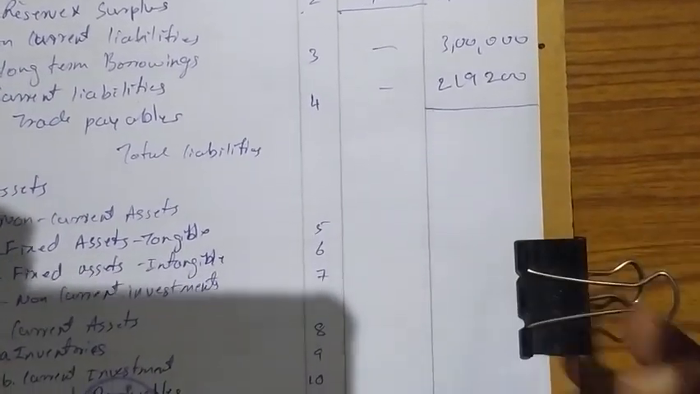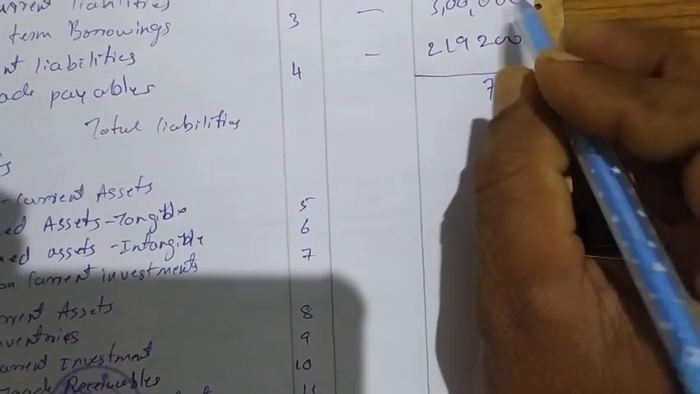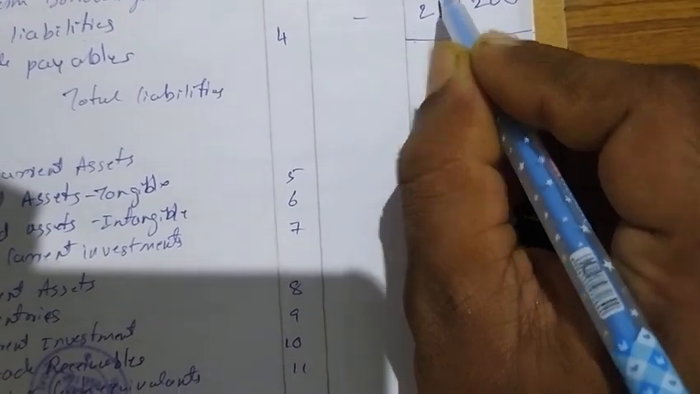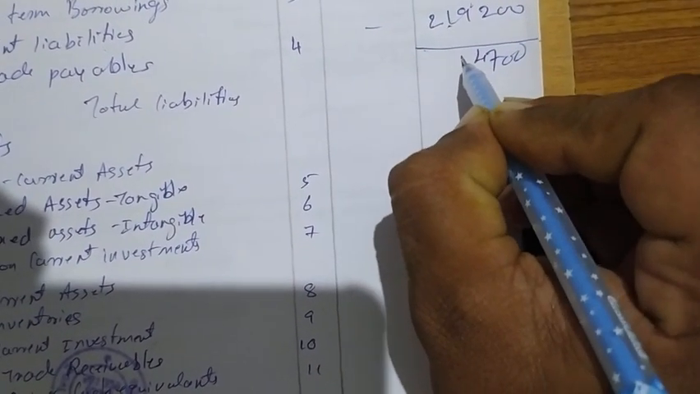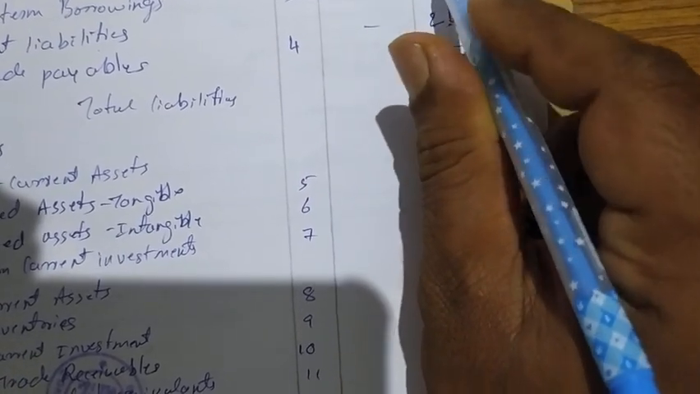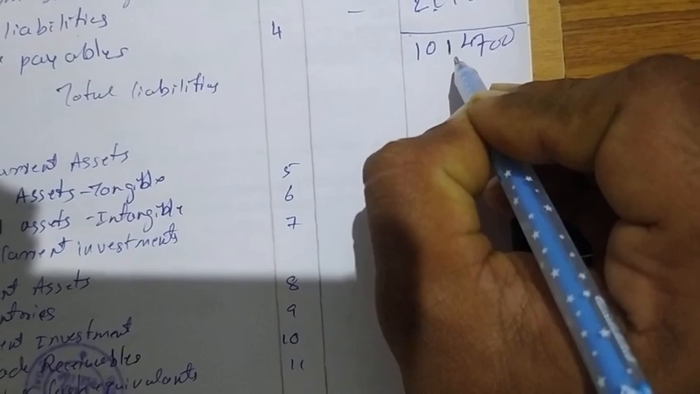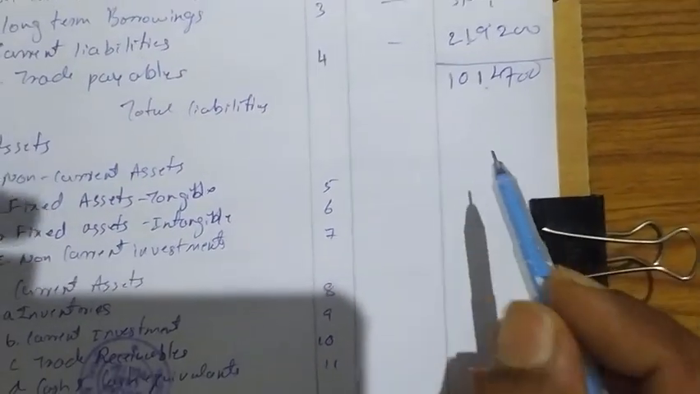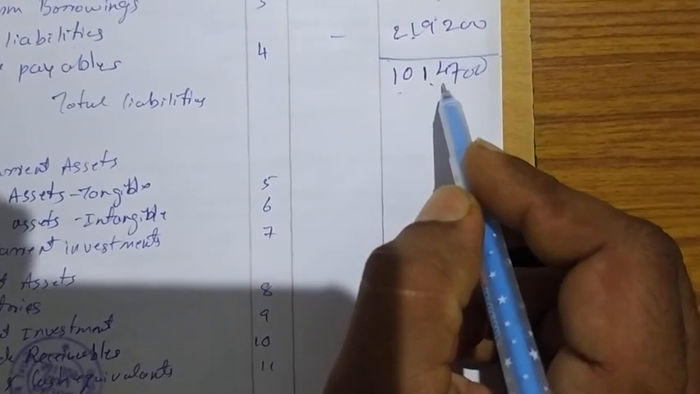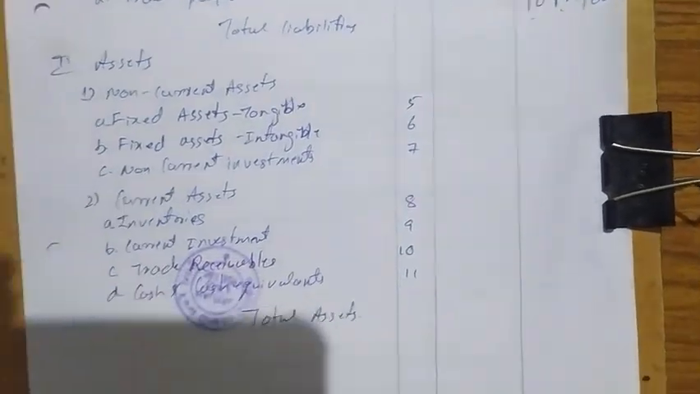The total comes to now, 5 plus 2, 700; 9 plus 5, 14, carry 1; 1 plus 1, 2; 2 plus 9, 11, carry 1; 2 plus 1, 3; 3 plus 3, 6; 6 plus 4, 10. So 10 lakh 14,700. So now the liability side total is 10 lakh 14,700. Now come to the asset side.